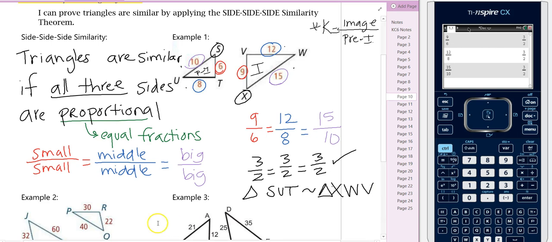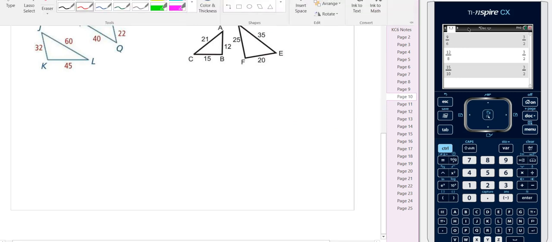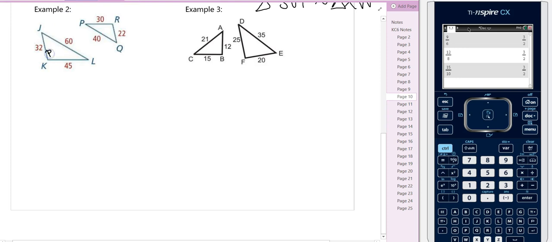Alright, so looking at the next example, example number 2, we have one triangle that, again, is not labeled for you. So I'm going to go ahead and say that this is our pre-image, and this is our image. Always remember that our K is image over pre-image. Now we're going to find our small side. The smallest number of our image right here would be 22, so 22 over the smallest side over here, which is 32.